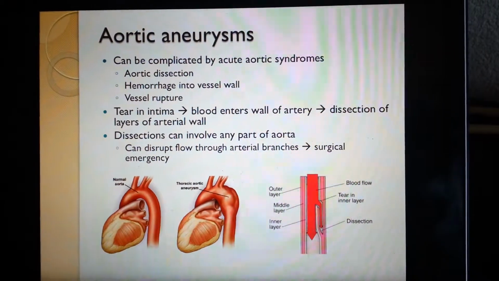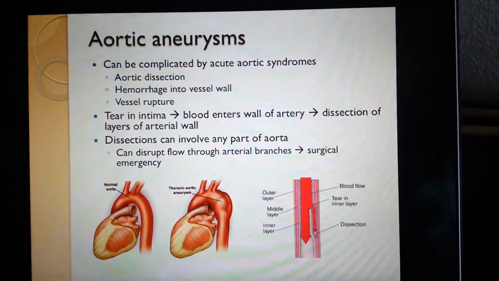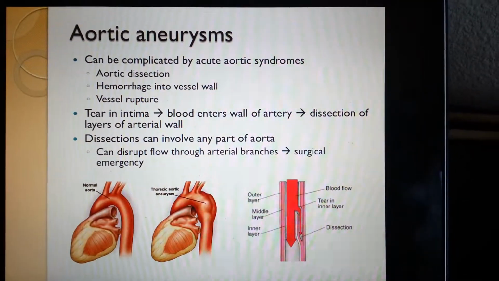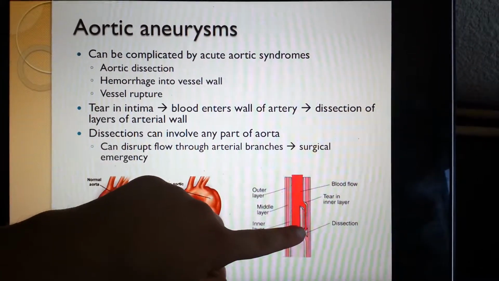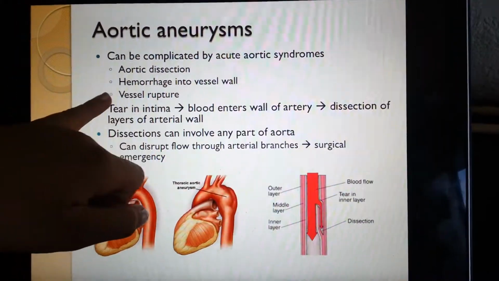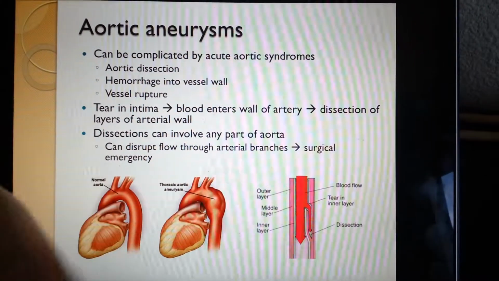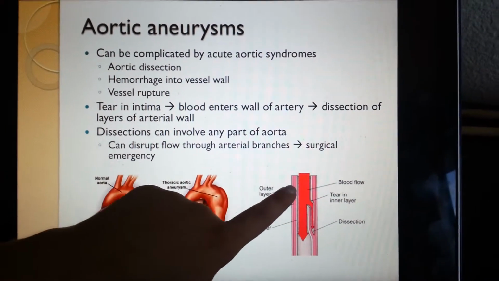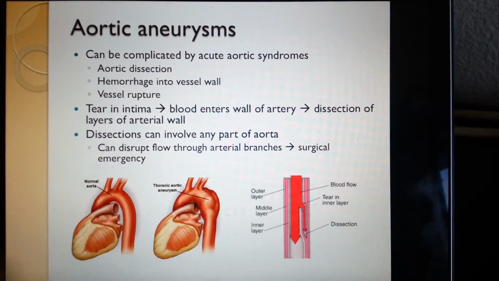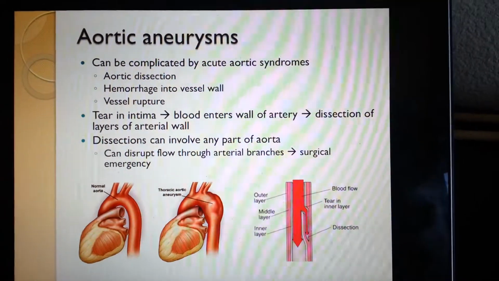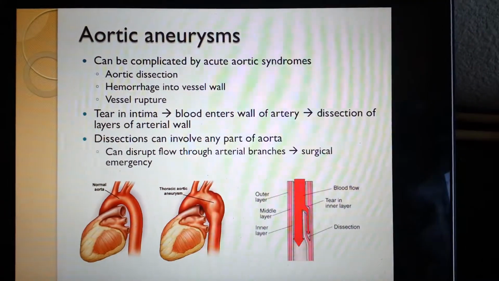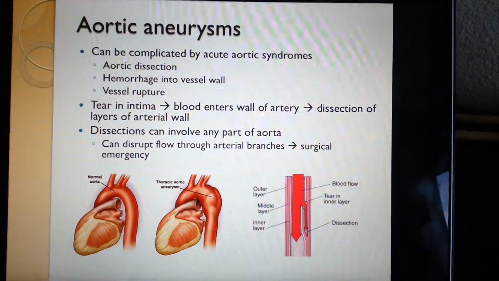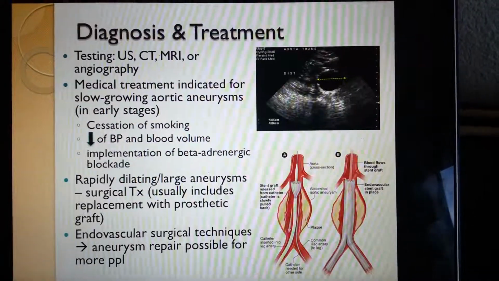Aortic aneurysms specifically can be complicated by acute aortic syndromes, such as aortic dissection, which we saw right here. This is a dissection right here. The hemorrhage into the vessel wall or a vessel rupture. Basically, what happens is a tear in the intima layer right here causes blood to enter the walls of the artery, and then that causes a dissection of the layers of the arterial wall, and they can involve any part of the aorta. This can disrupt the flow through the arterial branches and can become a surgical emergency.